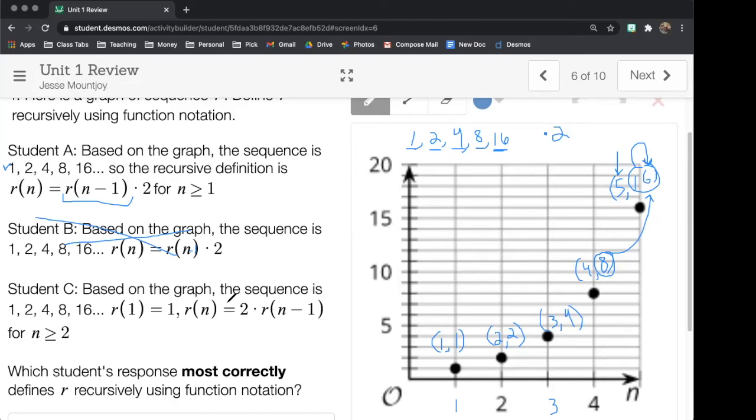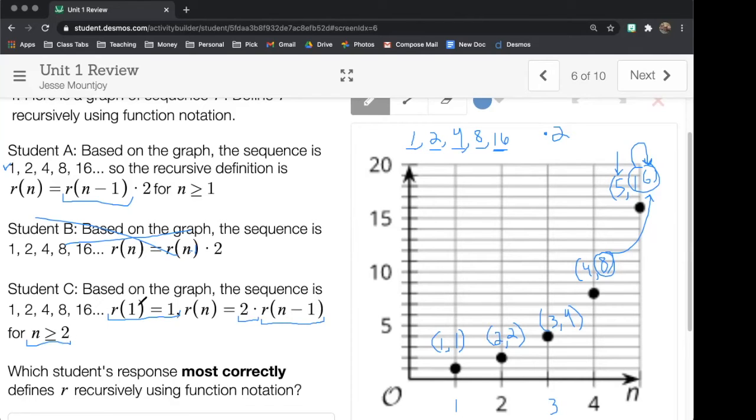All right, let's look at the last one. Based off of the graph, the sequence is 1, 2, 4, 8, 16. That's the same. Oh, but look at this. They told us where to start. R of 1 equals 1. And they told us the rule. Multiply the previous term by 2. The previous term is being multiplied by that 2 right there. And they said that this works for anything bigger than 2.